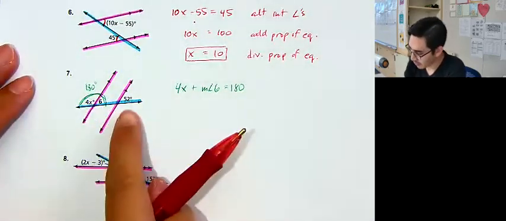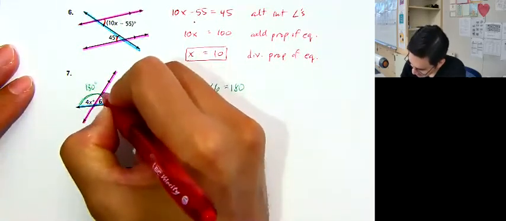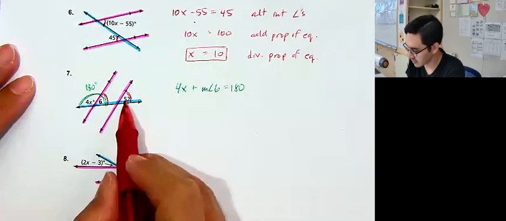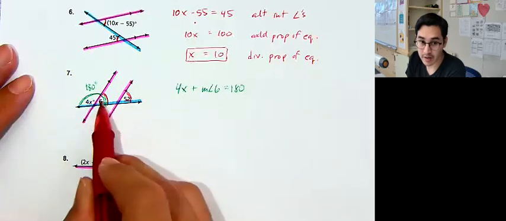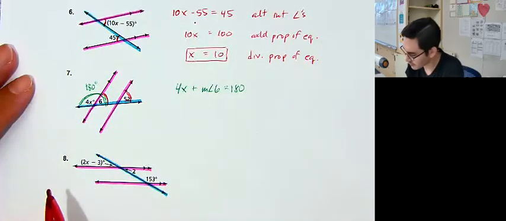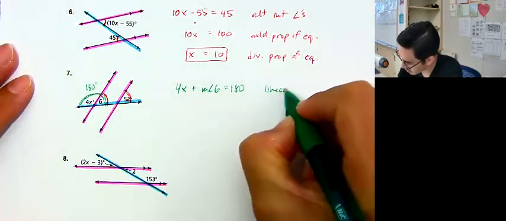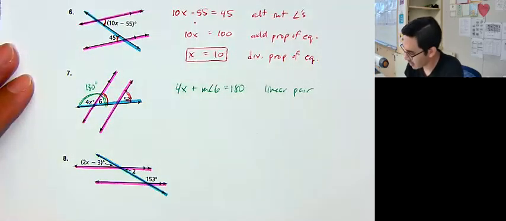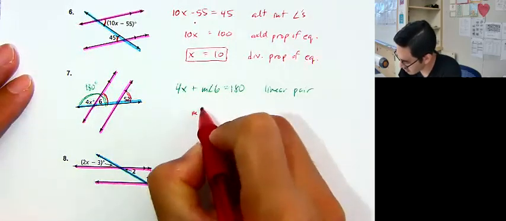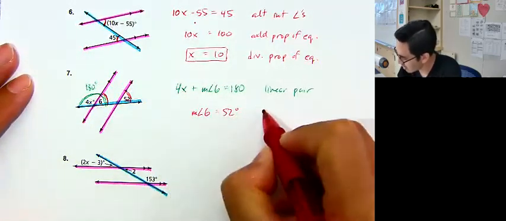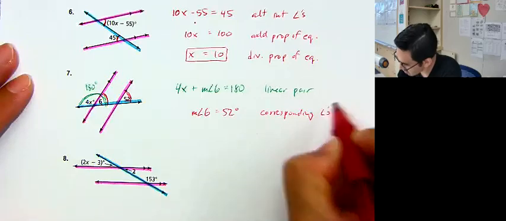But what I do know is that there's an acute angle over here of 52. Right? And angle 6 itself is also an acute angle. And so those two angles, you can see they're in corresponding positions. They're both in the upper right position of their intersection. So I can also write, right here, linear pair. So I could say that the measure of angle 6 is equal to 52 degrees because of corresponding angles.